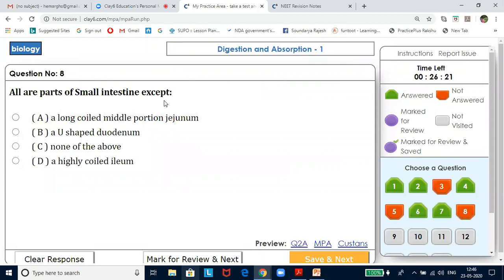All are parts of small intestine except long jejunum, U-shaped duodenum. So it is none of the above because all are the parts of the small intestine. The question asks you to identify the part which is not a part of small intestine. Here none of the above.